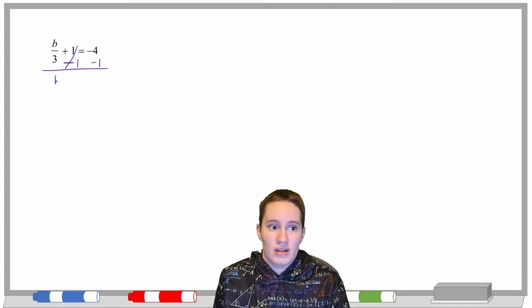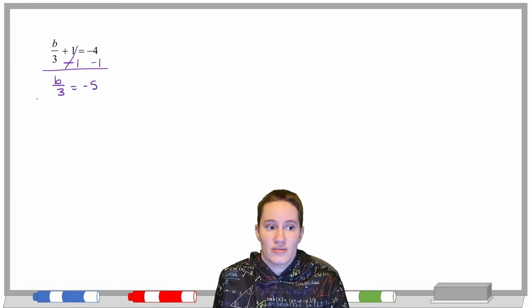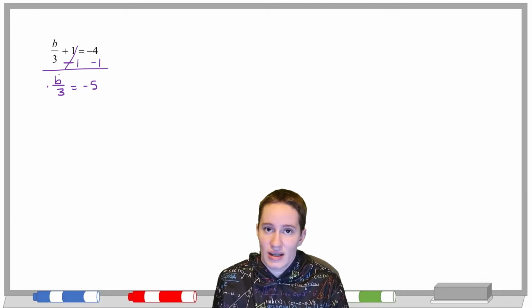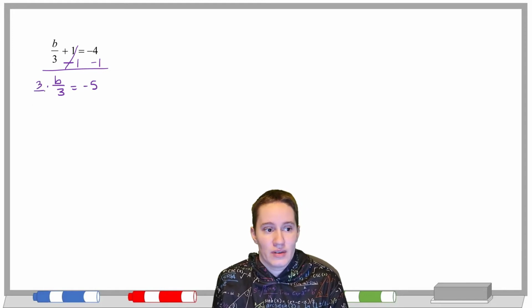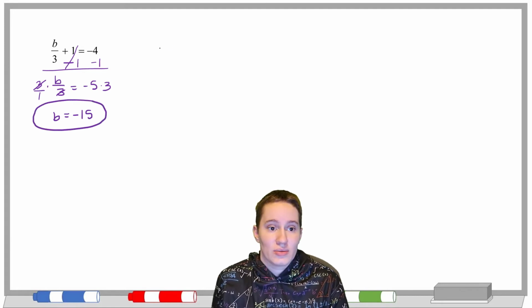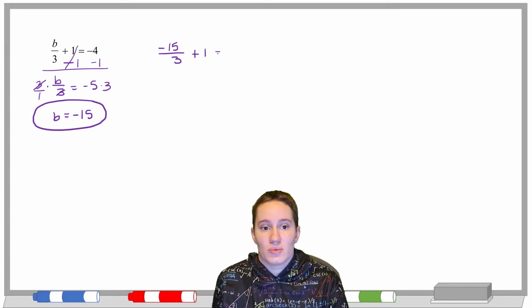So b over 3 equals negative 4 plus negative 1, which is negative 5. So then we're ready to say, okay, now what do I do with this 3 on bottom? b divided by 3, the opposite of that is multiply by 3. So those 3's cancel, and b equals negative 15. We can check our answer. We can say negative 15 divided by 3 plus 1. Does that really give me negative 4?